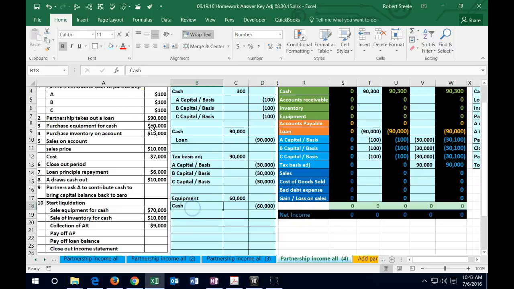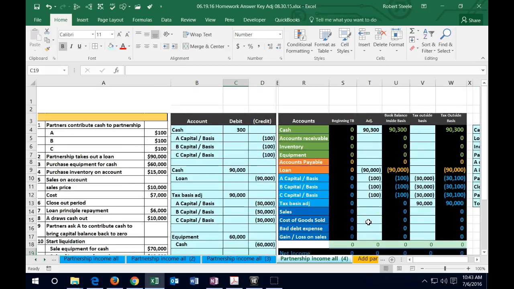We could indent these if we want. Home tab, alignment, indent. We could have done that to these three: home tab, alignment, indent. And we can post this out now. So I'm going to scroll up. Equipment in T7 is going to equal the 60,000. Equipment goes up. Cash is going to be here.